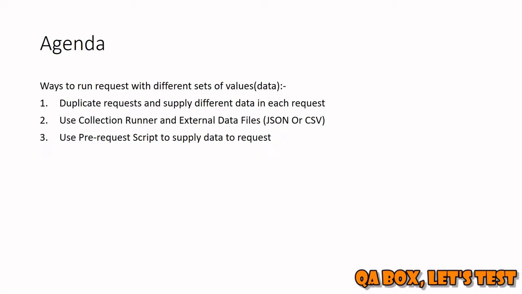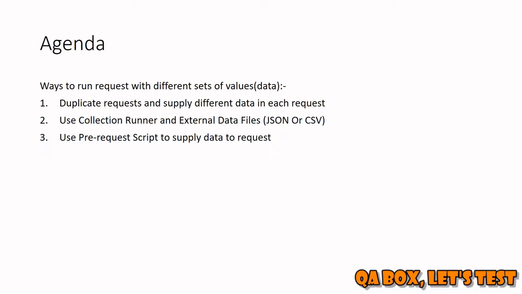One is by making a copy of your request and then supplying different data in each of the requests, which is redundant work and which means that tomorrow its maintenance would be harder. The other option is the collection runner, with which we can supply data from external files like CSV and JSON. The third option is to provide the data from the pre-request script to our request. In this particular video, we are going to see agenda item number 2, and in the next video, we are going to cover point number 3.